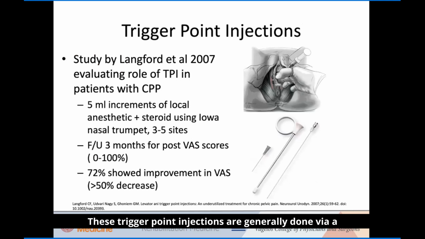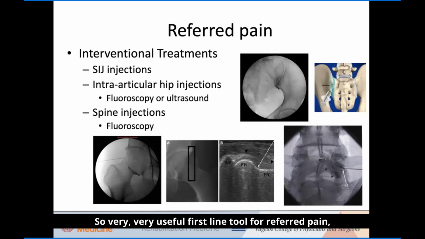These trigger point injections are generally done via a trumpet. So basically using this long needle here that will be inserted through that trumpet to then get to those areas, because obviously these structures are quite deep. And again, studies have shown that they can be very helpful for pain scores. So very, very useful first line tool.